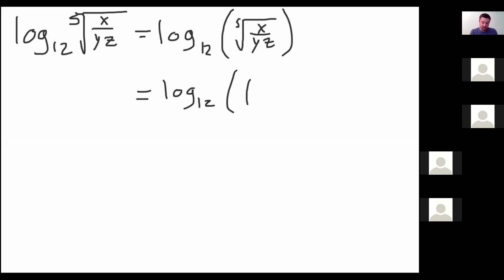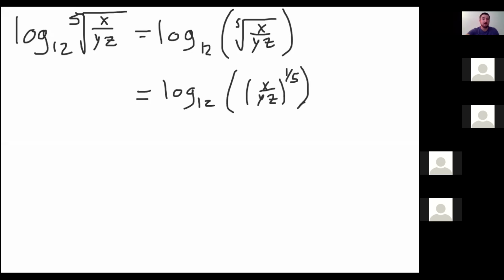So if I'm looking at the 5th root, this means that I'm taking what is inside that 5th root and just raising it to the 1/5. Just raising it to the 1/5.